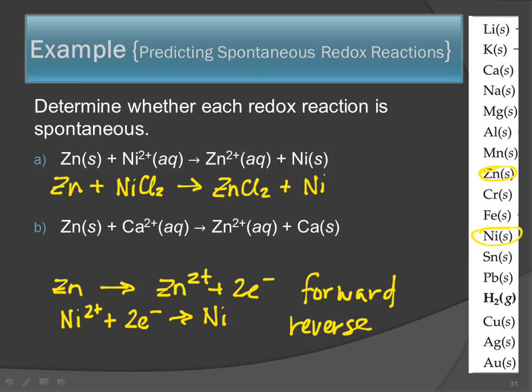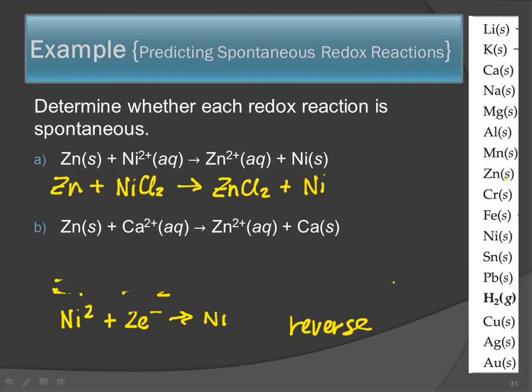Any questions? It's spontaneous. It will happen. If you stick zinc metal in a solution that contains nickel ions, a reaction will occur. If you stick nickel metal in a solution of zinc ions, the reverse reaction, nothing will happen.